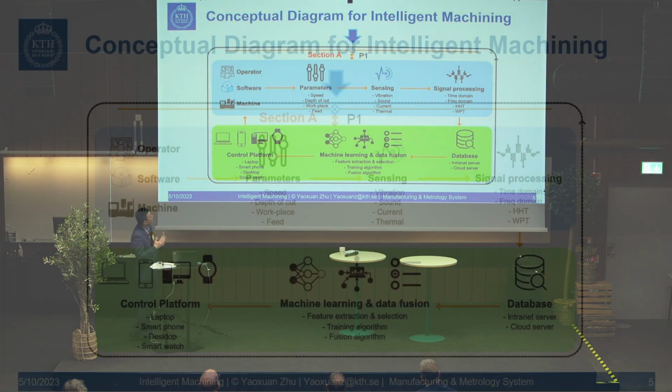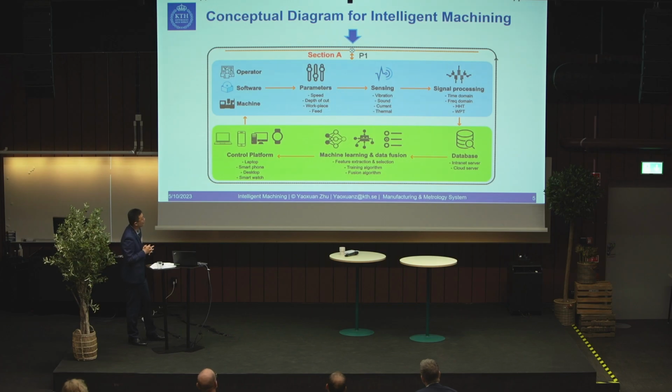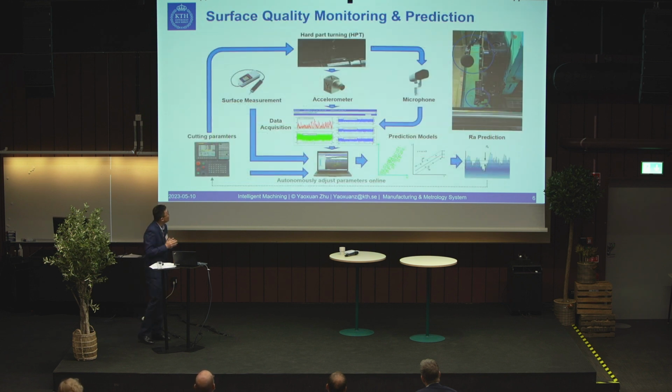Here is a very special case. It shows how an individual CNC machine on the shop floor interacts with the cyber environment. I will further explain this loop, or these procedures, by using a very specific case. Here comes the very specific application based on the intelligent machining system.